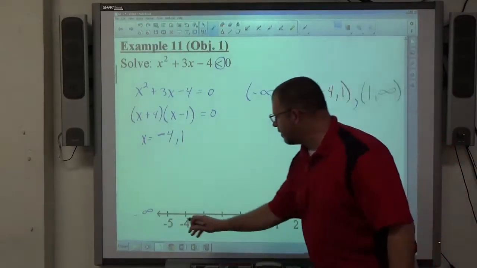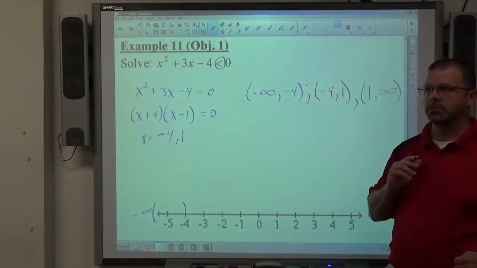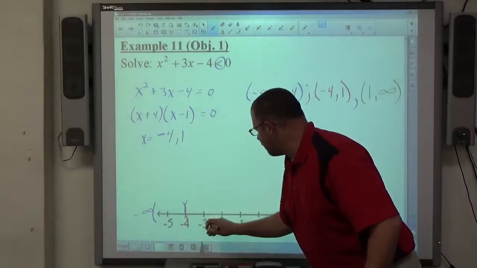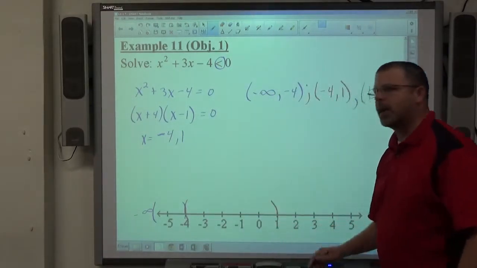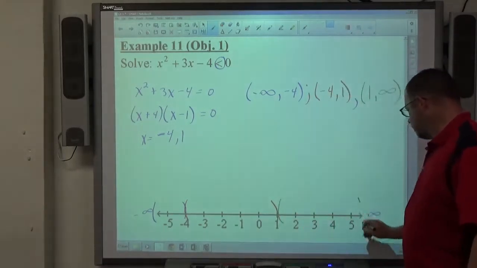So all the way from negative infinity to -4, some sign occurs on that function. I don't know what that sign is yet, we'll find out in a minute. All the way from -4 all the way to +1, some sign occurs. And all the way from 1 to infinity, some sign occurs.